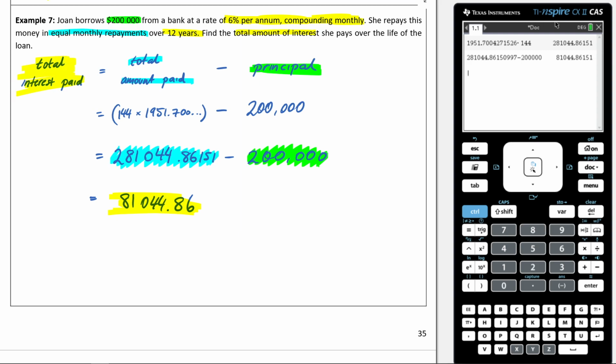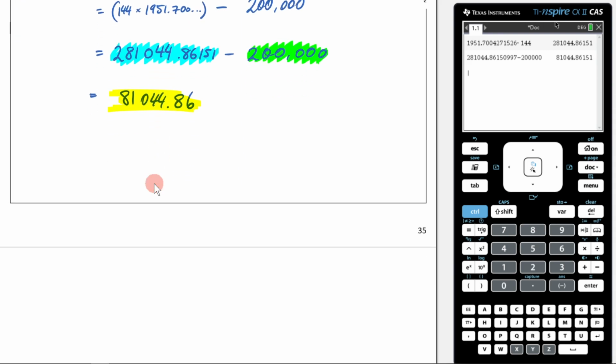All right. Hopefully that made sense. If I could read numbers, that would just be all the better. But you can't do everything, can you? There it is. Hopefully that makes sense. Total interest paid. We are all done.